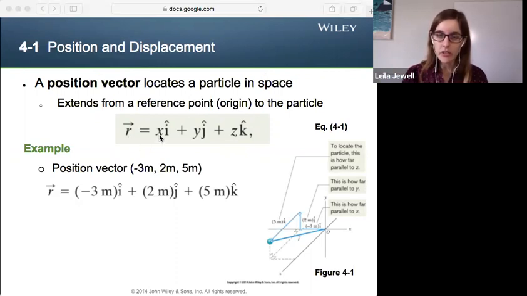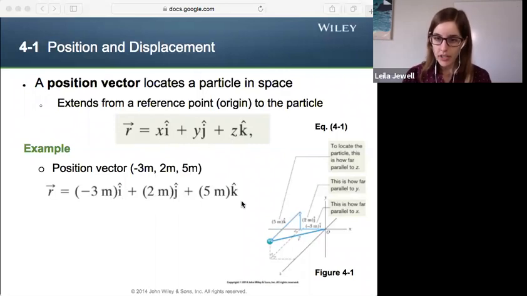It's equal to the x coordinate times i hat plus the y coordinate times j hat plus the z coordinate times k hat, where the x, y, and z are just the scalar distances, and then the unit vectors specify the direction of it. So for example, you could imagine a position vector for the position of -3 meters, 2 meters, 5 meters. Well, if we want to write that as a vector, we add in our unit vectors there. So it becomes r is -3 meters i hat, similarly for the j hat and k hat components.